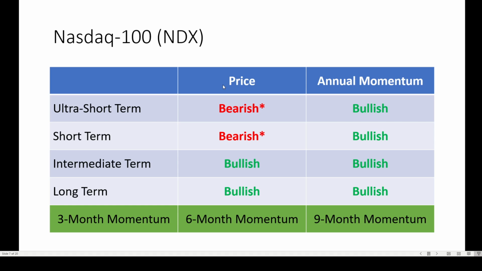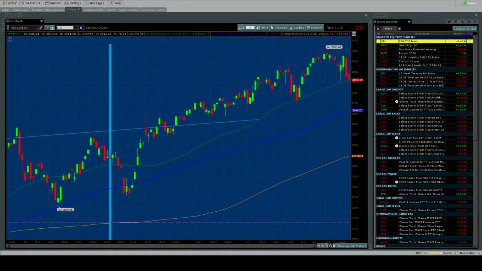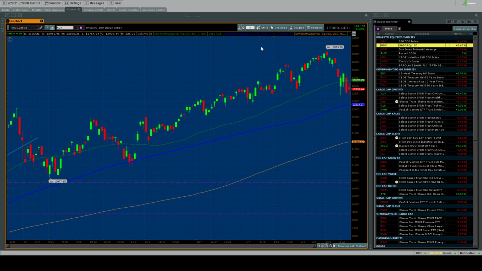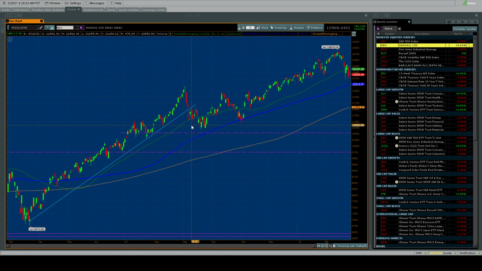How about the NASDAQ? Price on the ultra short term and short term have flipped bearish, and it has actually broken its 50-day moving average. Let's take a look at that. It's broken down. Now, this is not a cause to worry. If we zoom out a little bit on the NASDAQ, it's done this before, and what happens, its 100-day moving average tends to act as support.